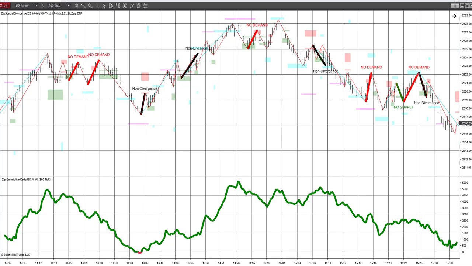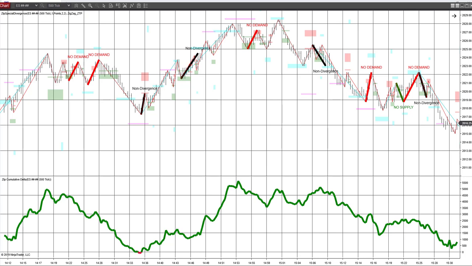The ZTP Special Divergence Indicator is set up to identify market manipulation, and when it identifies market manipulation you're going to see either a no demand or no supply on the chart. The non-divergent setting is for when the indicator becomes non-divergent based on your settings.